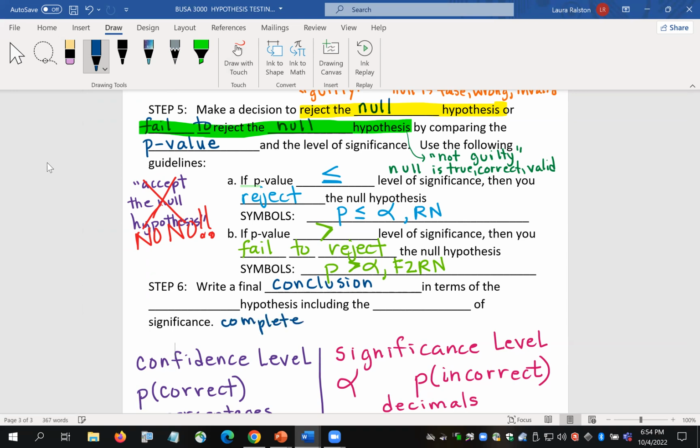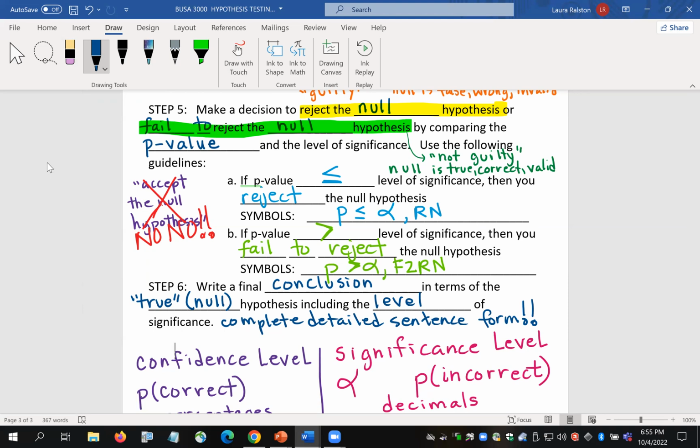Complete, detailed sentence form. And that conclusion is written in terms of, I'm going to tell you in terms of the true hypothesis. It's actually in terms of the null hypothesis, and you have to include the level of significance. And I have another fill in the blank form for how to word that conclusion so that hopefully you won't mess it up when we get there.